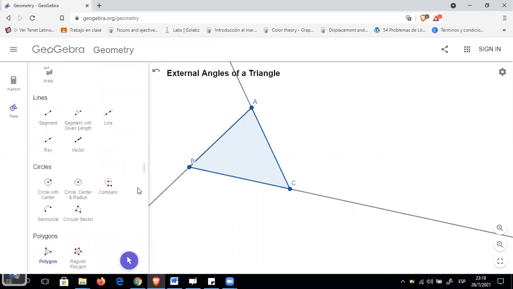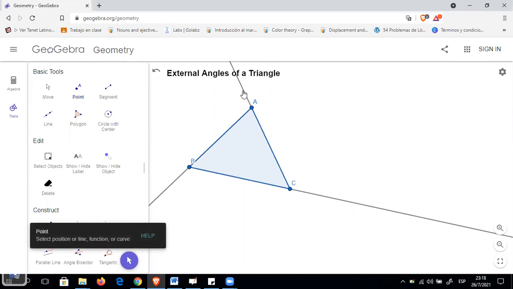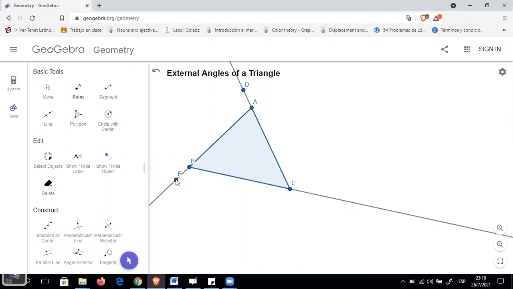Now we're going to create an extra point here, moving to point, and we're going to create one more. Starting on A, another one on B, and another one next to C. And we're going to find the measure of all the angles here.